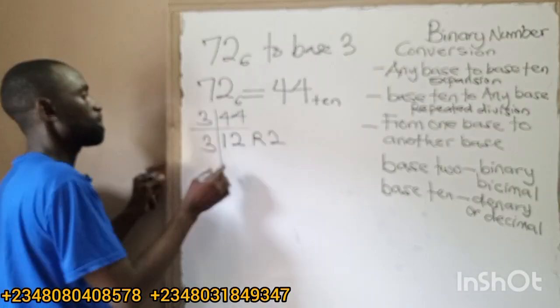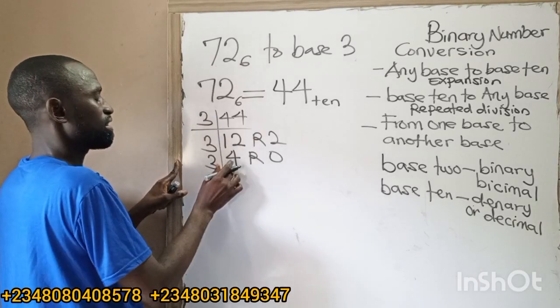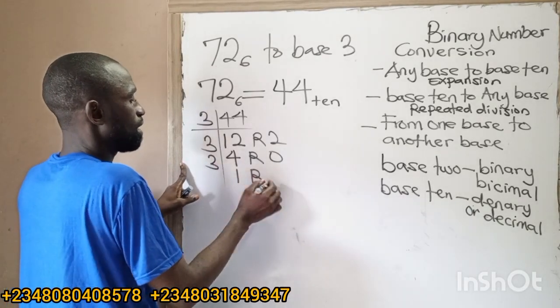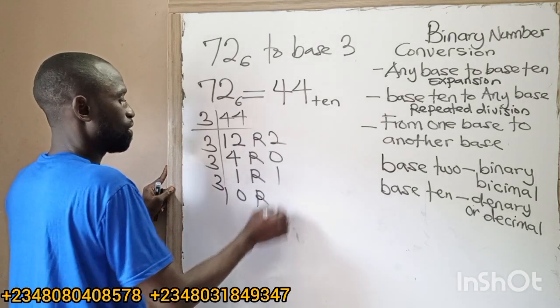We go again. 3 here. 3 in 12 is 4. Remainder is 0. 3 again. 3 in 4, we have 1. Remainder 1. Okay. 3 again, we have 0. Remainder.